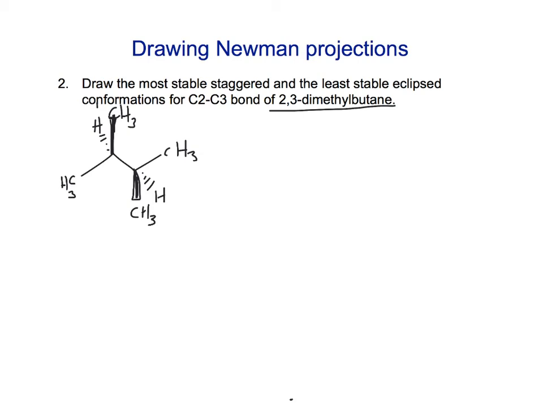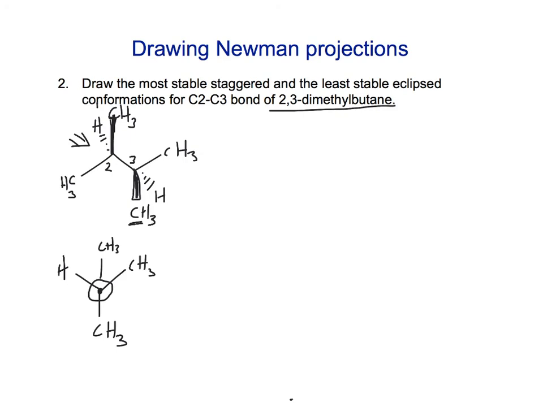All right, so we're going to do the same thing as we did before. We're going to look at it down this C2, C3 bond. The front carbon is just the same as before. We have a CH3 going down, a CH3 going to the right, and an H going to the left. On the back carbon, we have this CH3 going up, just like before.